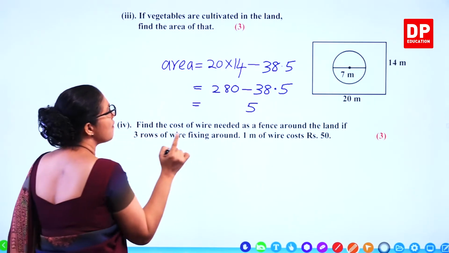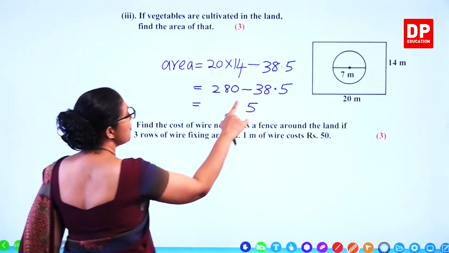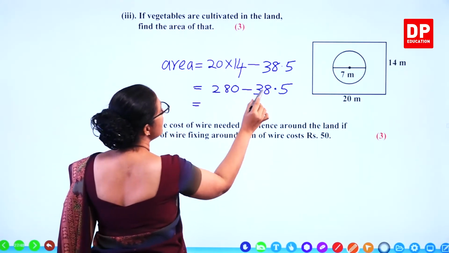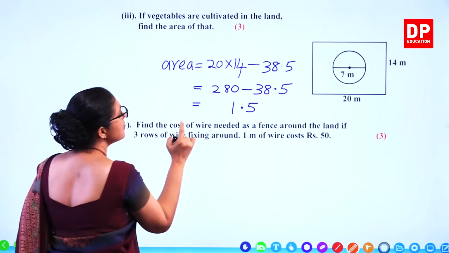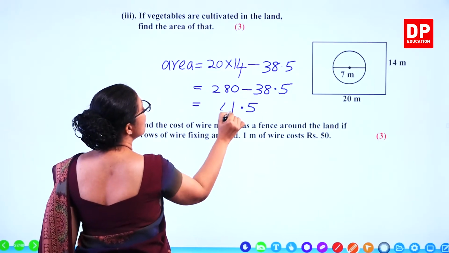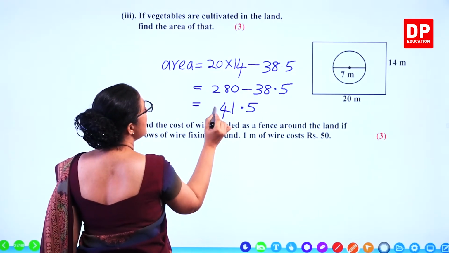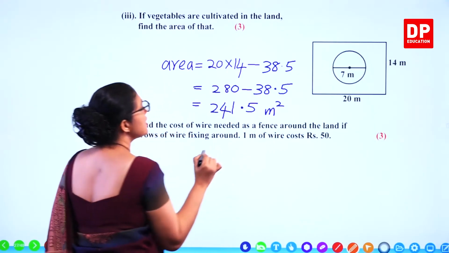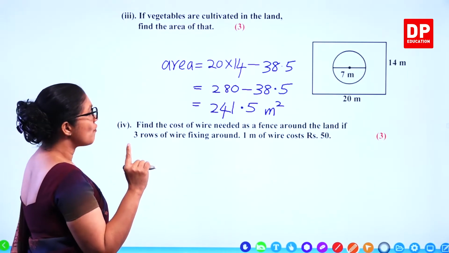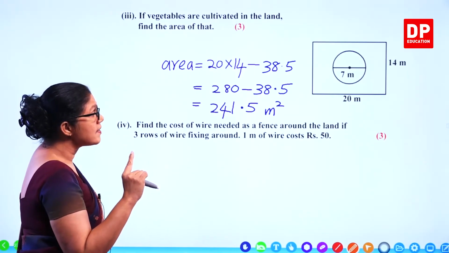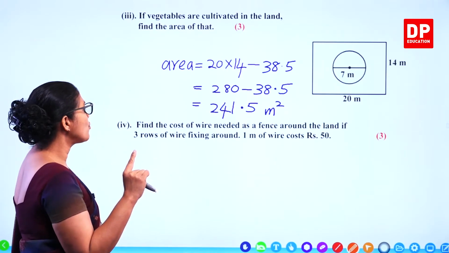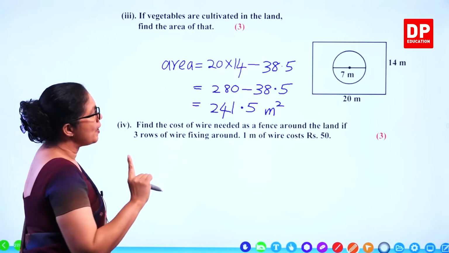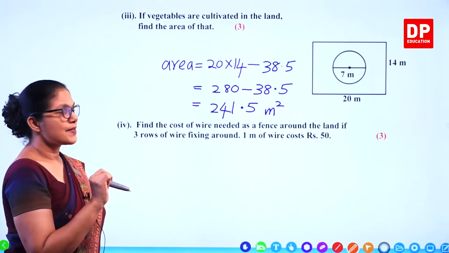So you get 241.5 square meters. Find the cost of wire needed as a fence around the land if 3 rows of wire are fixed around it. So that's around the land. 1 meter of wire costs 50 rupees.